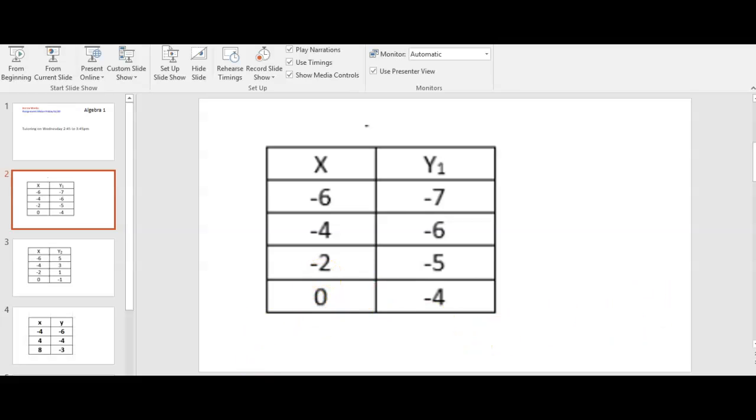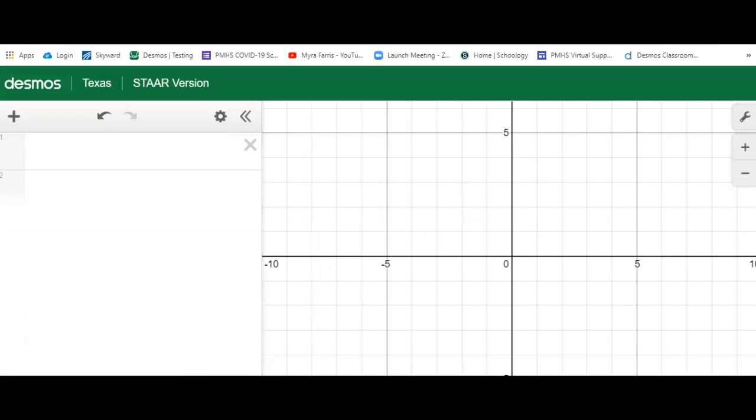So I am going to show you how to do the same problem using Desmos. So would you please open your Desmos Texas, because that's the one you're going to be using on the STAR test if you take the STAR test in May. So in Desmos, we are going to click on this plus sign, and do you see a table? We're going to click on the table.